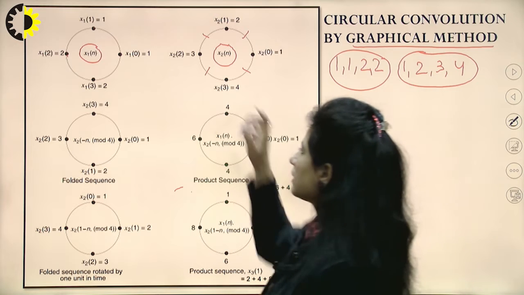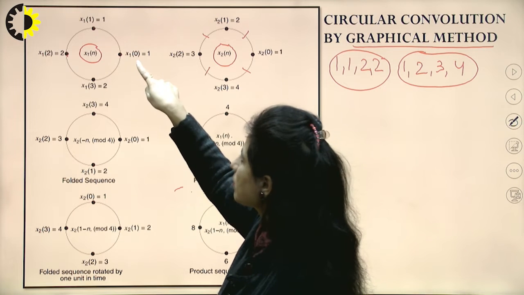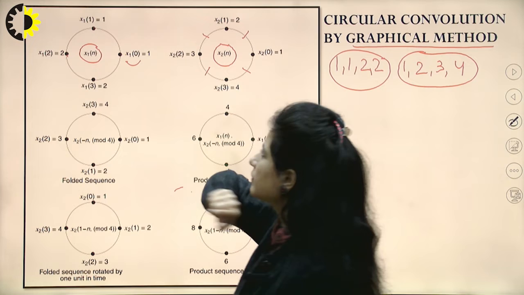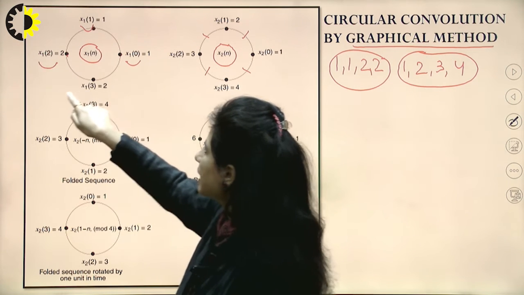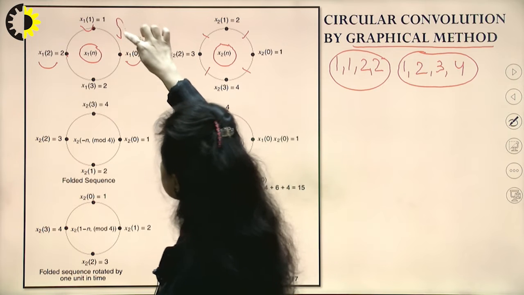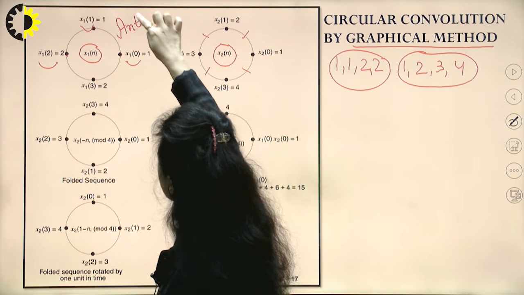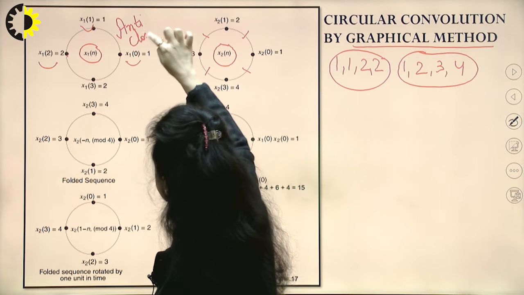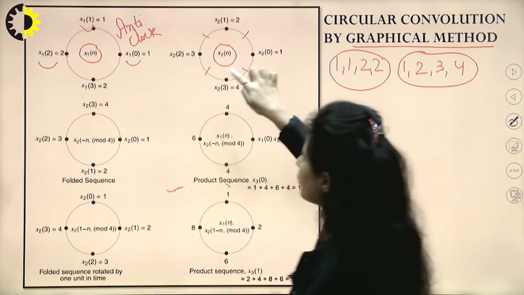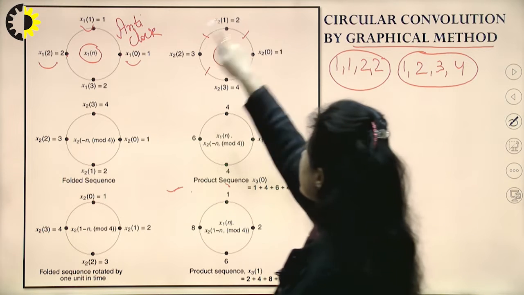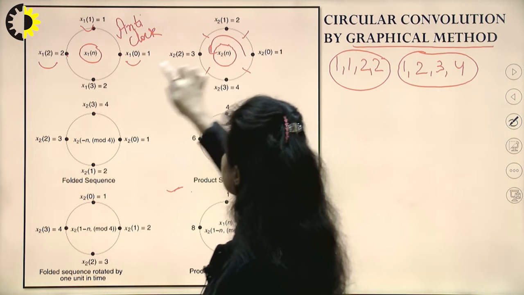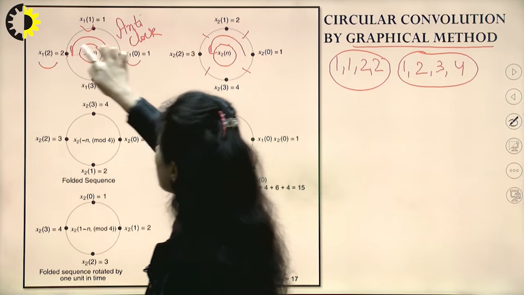So how to start? This is x1(n). Starting from here, I have written x1 of 0. The first sample is here, then x1 second sample, third sample and fourth sample. So I am writing the elements anti-clockwise. Similarly, I would write the second sequence: first sample 1, then 2, 3 and 4. So both have been written in anti-clockwise order.